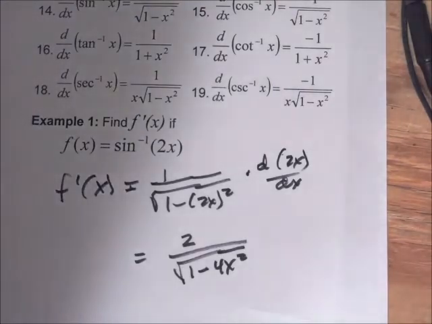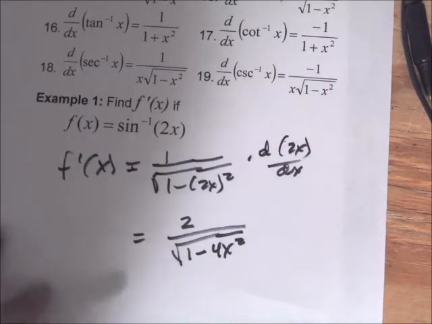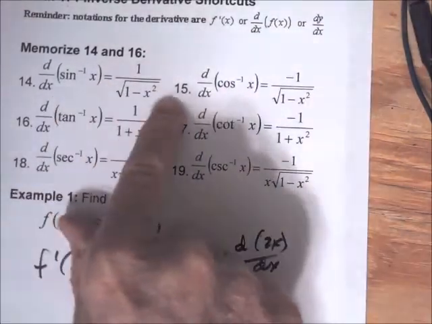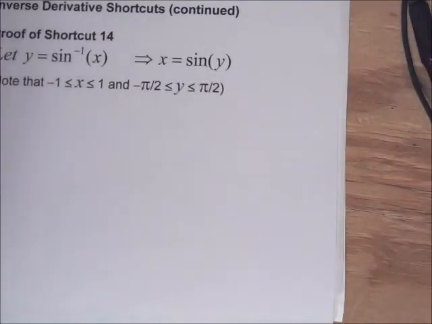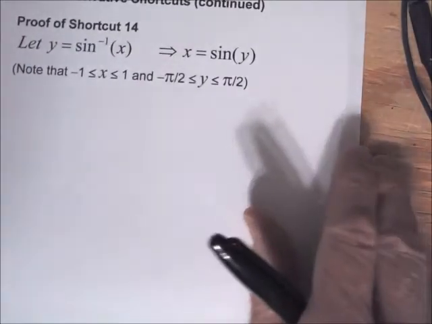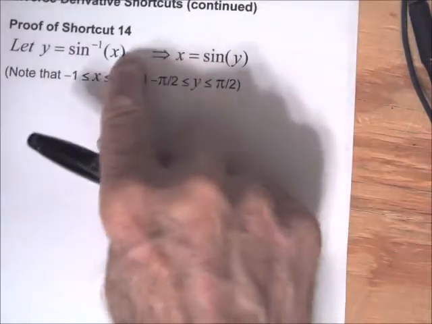Okay, so let's do a proof for this formula, that the derivative of sine inverse is 1 over square root of 1 minus x squared. Okay, so the meaning of inverse function is that you're switching the roles of x and y, so the inputs become the outputs and vice versa.